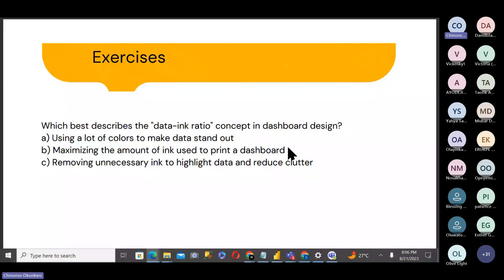So if you think something is unnecessary, remove it. If you are thinking about it too much, then maybe it's even unnecessary. So this is a concept that we talk about in dashboard design, data ink ratio. So I think that covers it.